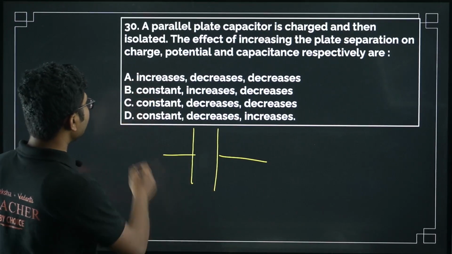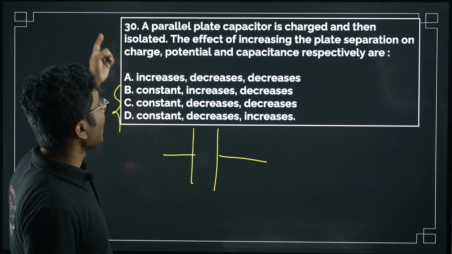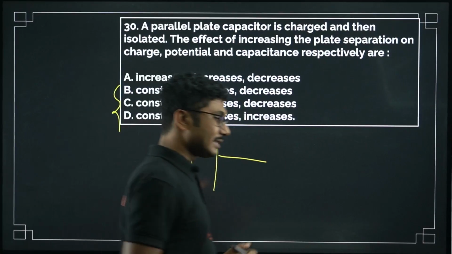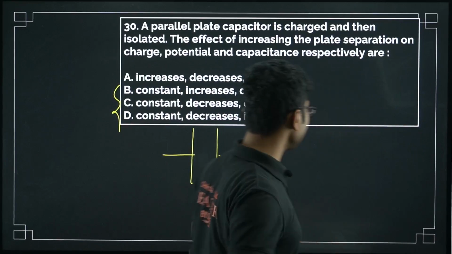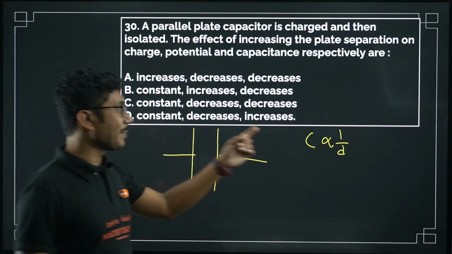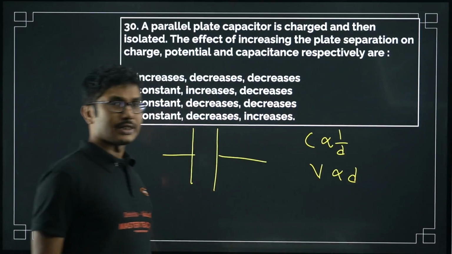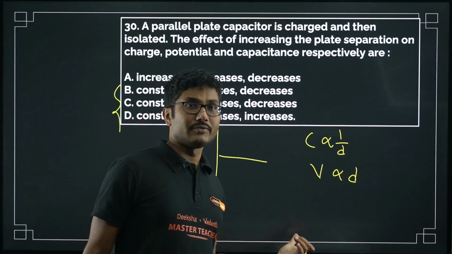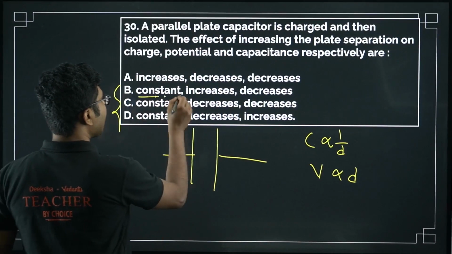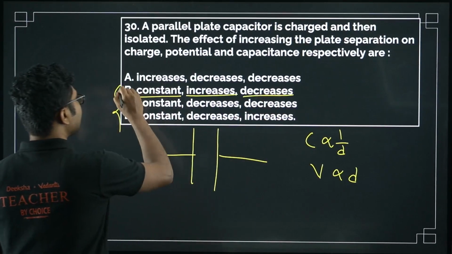Okay, so as you can see, 3 of the options give charge constant, so obviously one of these 3 is correct. Now if you increase the distance, the capacitance will decrease, right? Capacitance is inversely proportional to the distance. Now if capacitance decreases, voltage will increase. Voltage is directly proportional to the distance. So the higher the distance, the higher the voltage, so voltage will increase, whereas capacitance will decrease. So charge is constant, potential increases, capacitance decreases. So this is the correct answer.